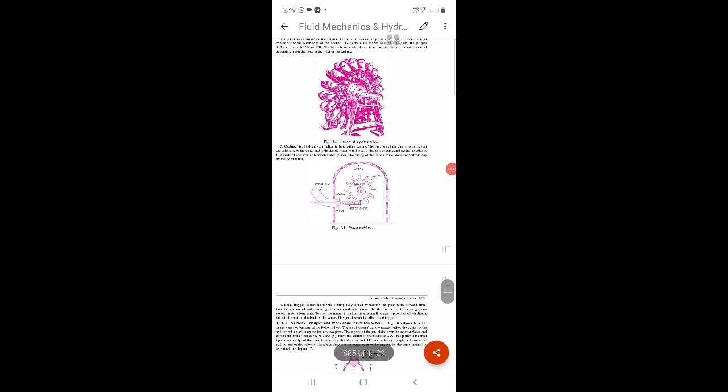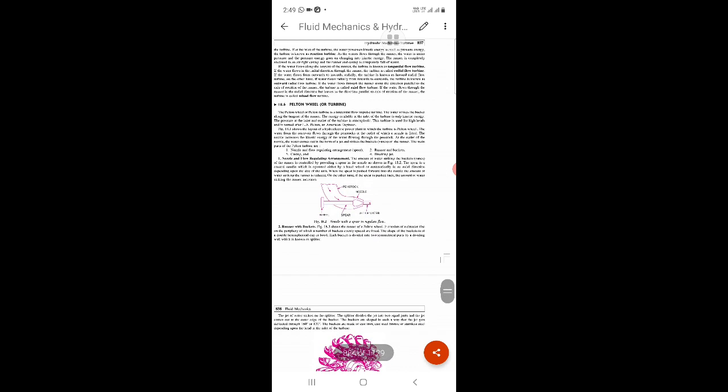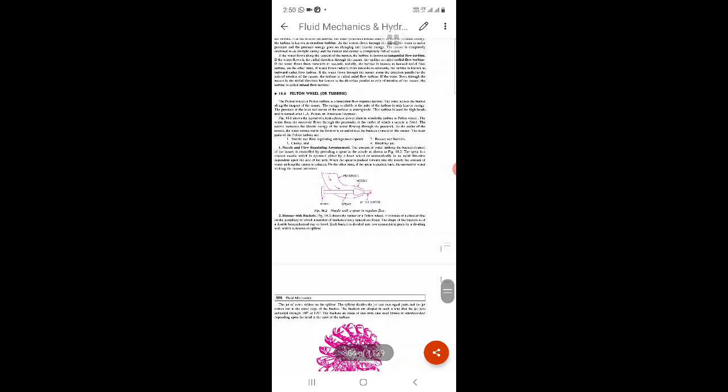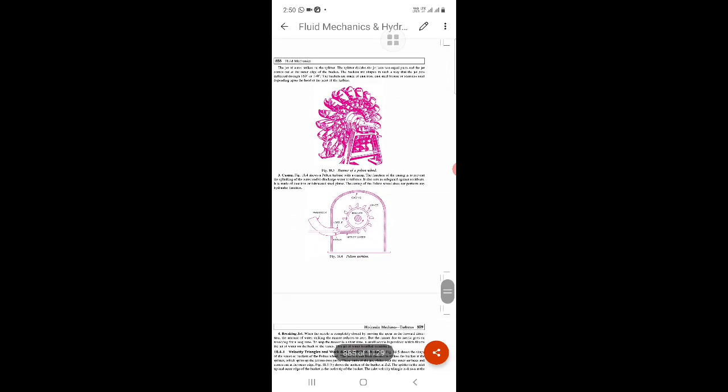So in this way, I have repeated the whole lecture. Today we saw the Pelton wheel turbine. It is a tangential flow turbine in which the main parts are the nozzle with flow regulating arrangement, runner, casing and braking jet. So this is the proper information which is asked in the MSBTE examination.